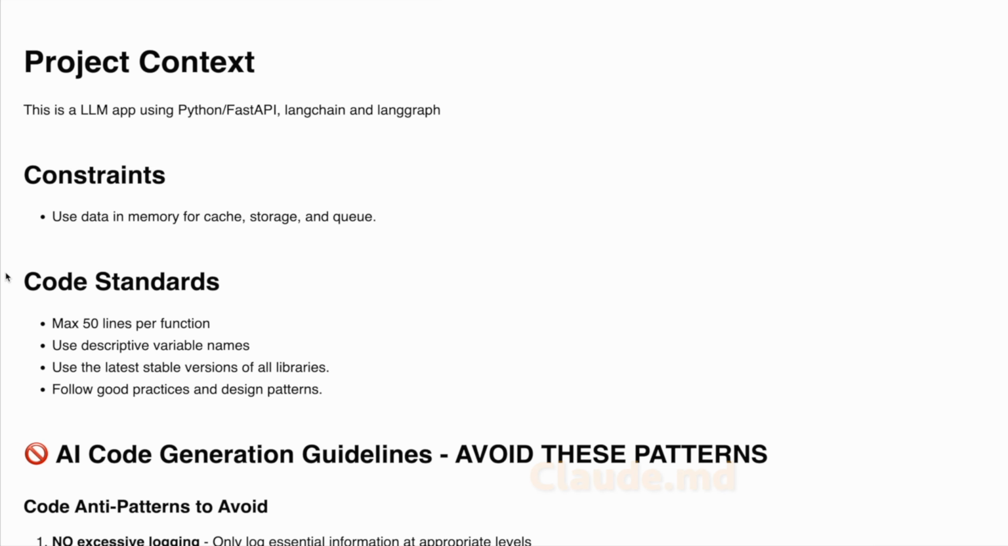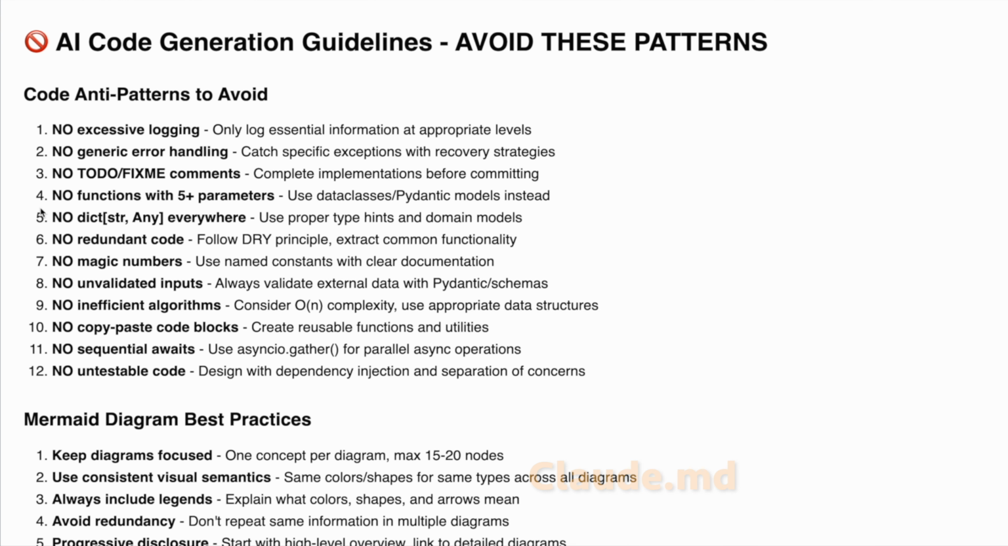As code standards, we want max 50 lines per function. Use descriptive variable names. Use the latest stable versions of all libraries. Follow good practices and design patterns. And we want to avoid excessive logging, no generic error handling, no to-do fix-me comments, no function with over 5 parameters. We don't want redundant code, no magic numbers, no unvalidated inputs, no inefficient algorithm, no copy-paste code blocks, no sequential awaits, no unstable code.